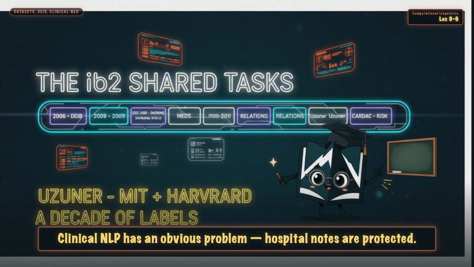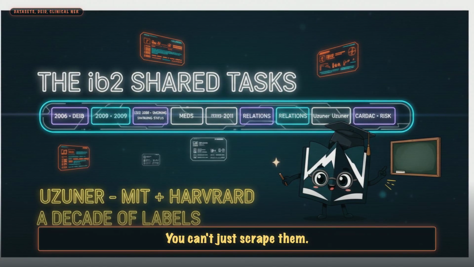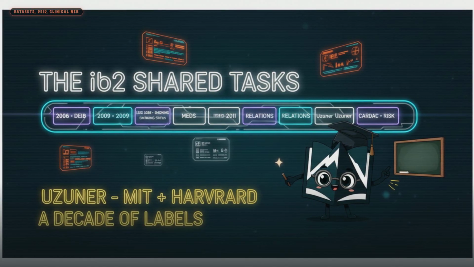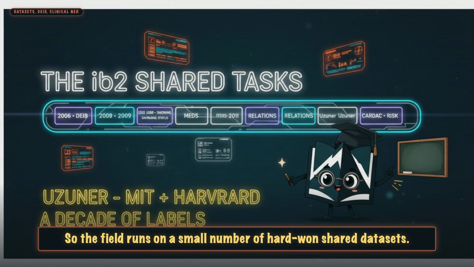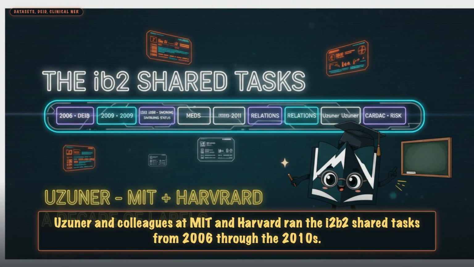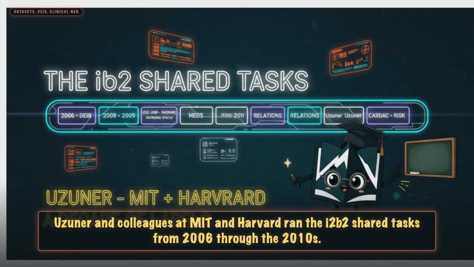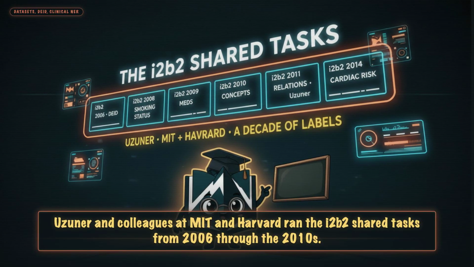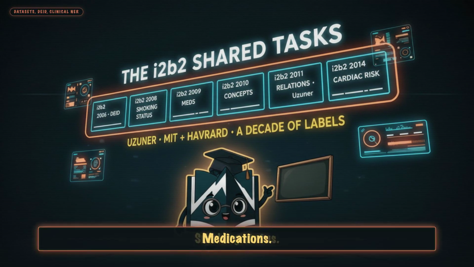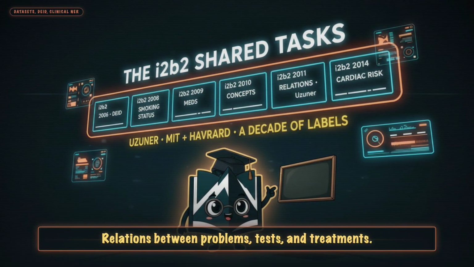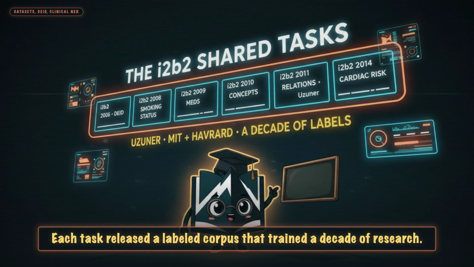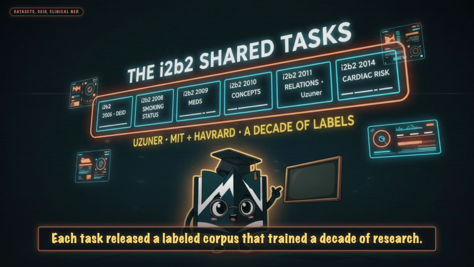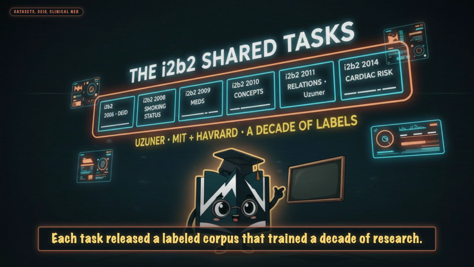Beat 1. The datasets. Clinical NLP has an obvious problem. Hospital notes are protected. You can't just scrape them. So the field runs on a small number of hard-won shared datasets. Uzuner and colleagues at MIT and Harvard ran the i2b2 shared tasks from 2006 through the 2010s. De-identification, smoking status, medications, relations between problems, tests, and treatments. Each task released a labeled corpus that trained a decade of research.